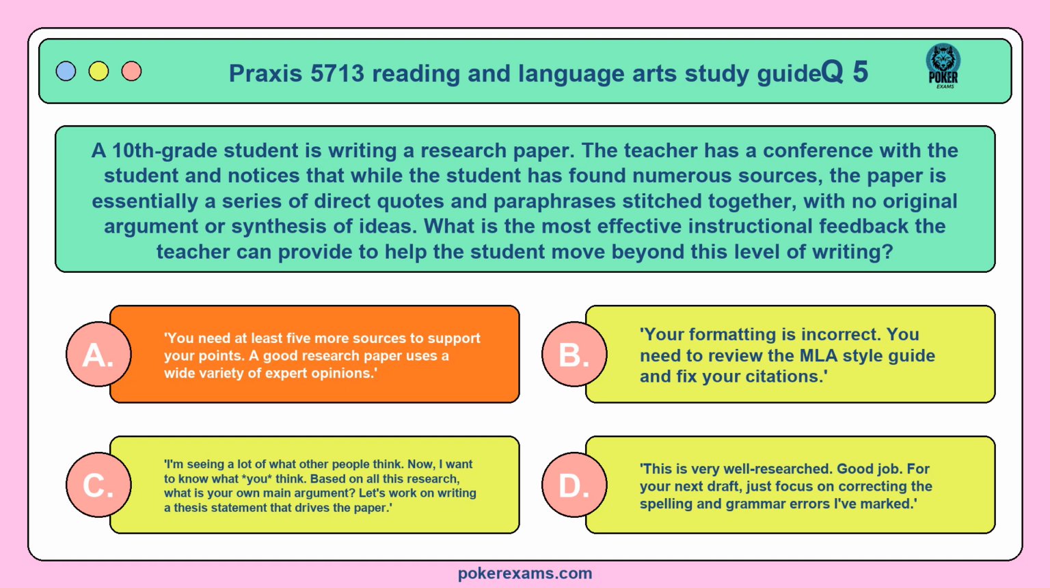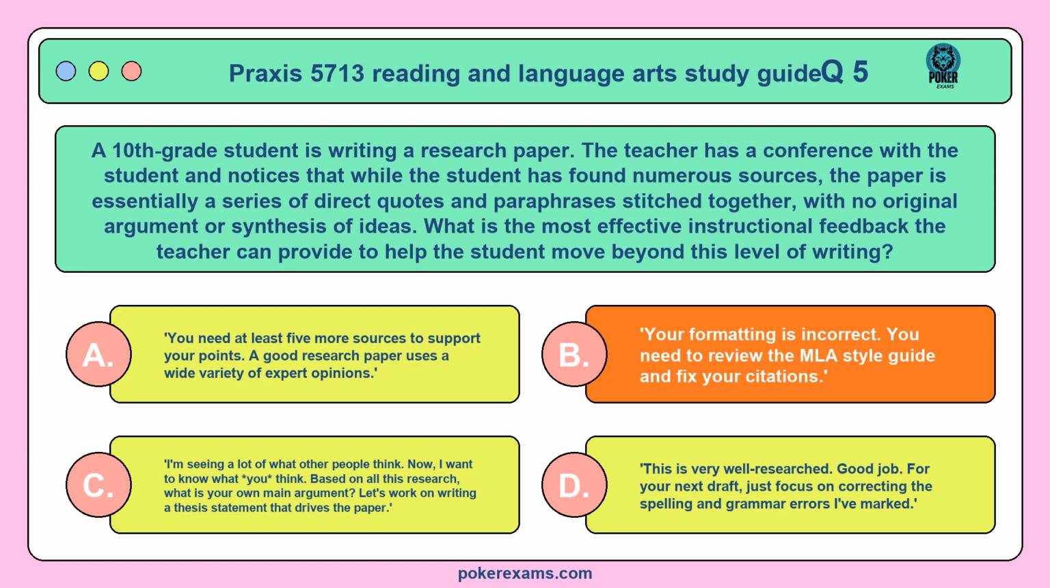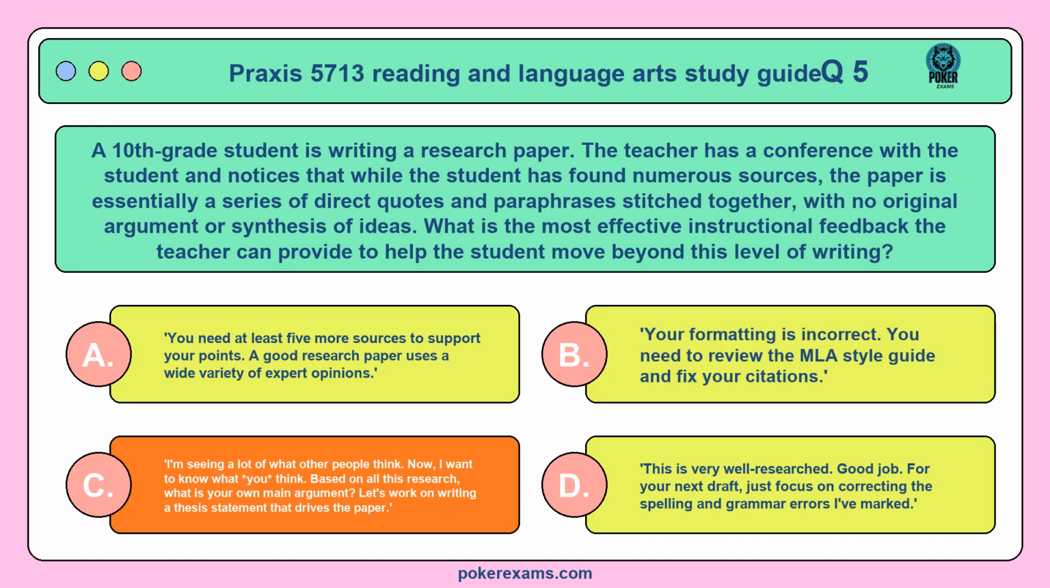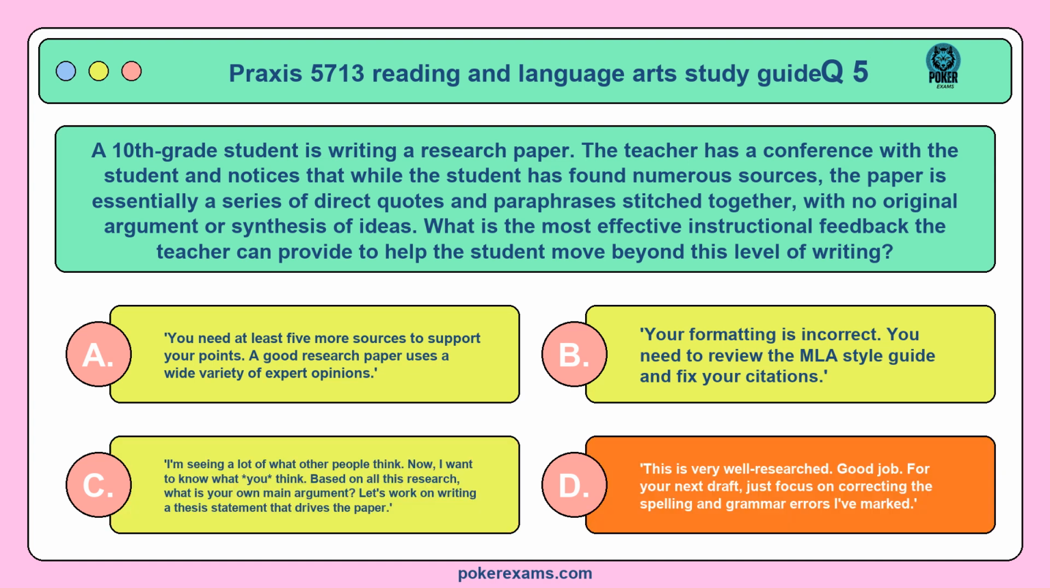You need at least 5 more sources to support your points. A good research paper uses a wide variety of expert opinions. B. Your formatting is incorrect. You need to review the MLA style guide and fix your citations. C. I'm seeing a lot of what other people think. Now, I want to know what you think. Based on all this research, what is your own main argument? Let's work on writing a thesis statement that drives the paper. Or D. This is very well researched. Good job. For your next draft, just focus on correcting the spelling and grammar errors I've marked.